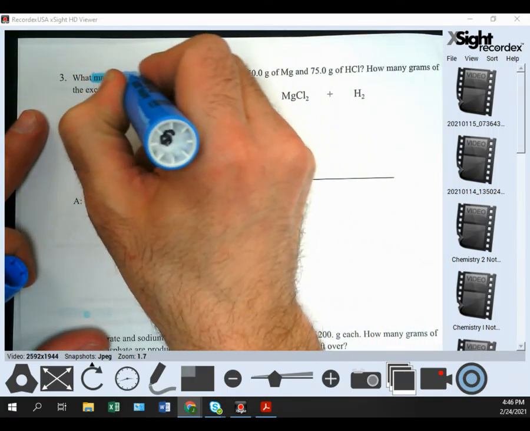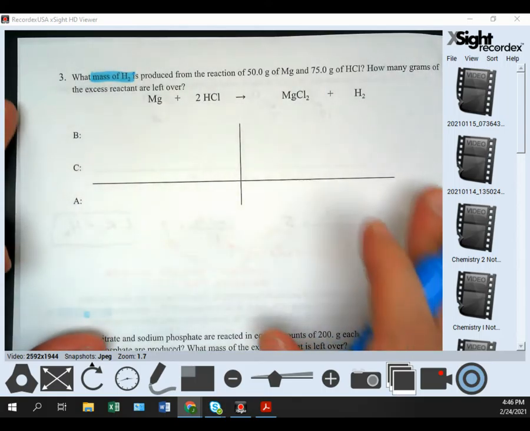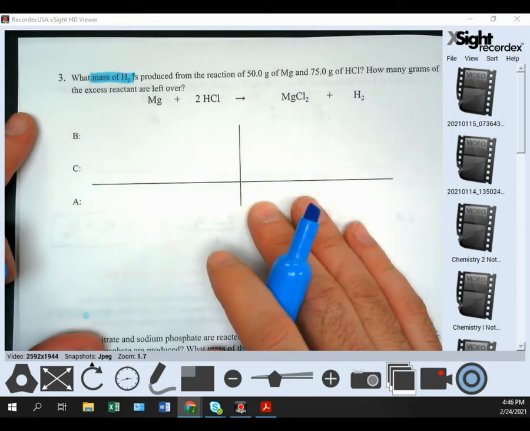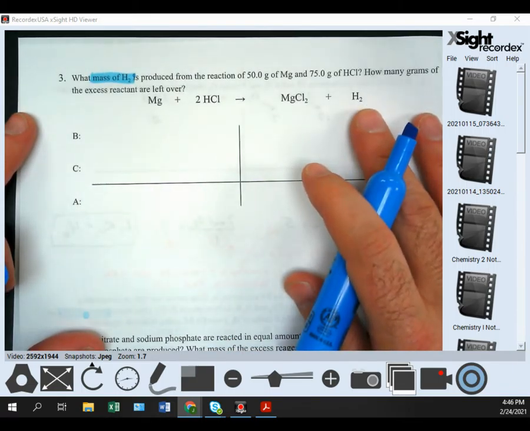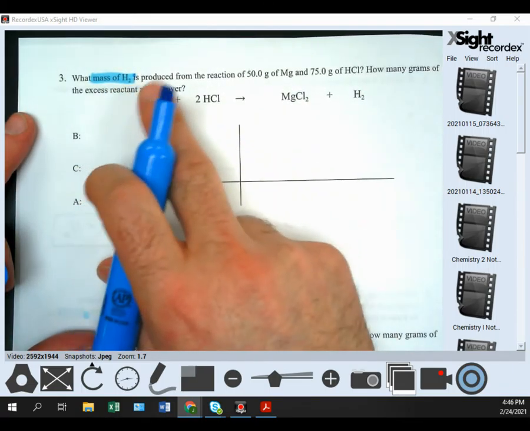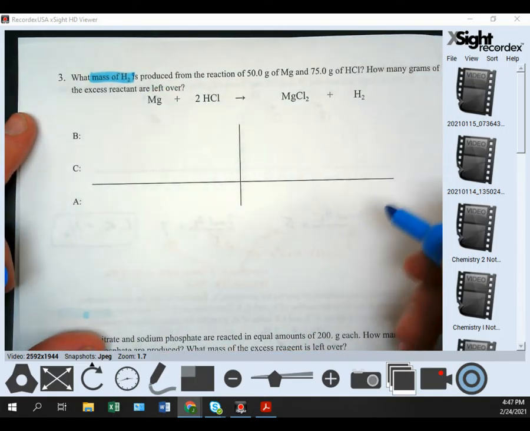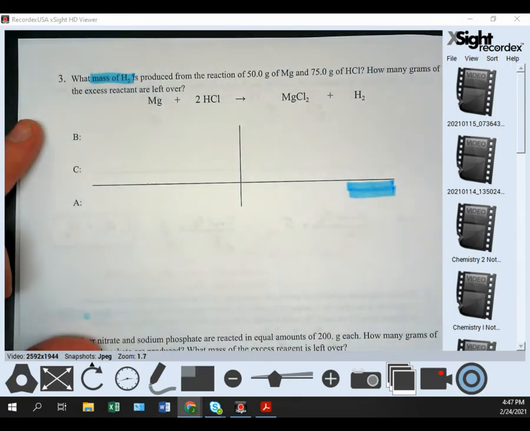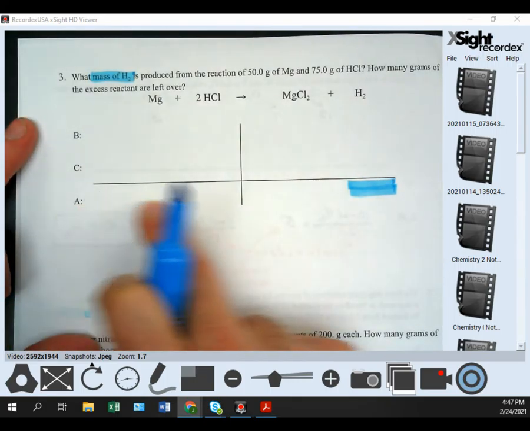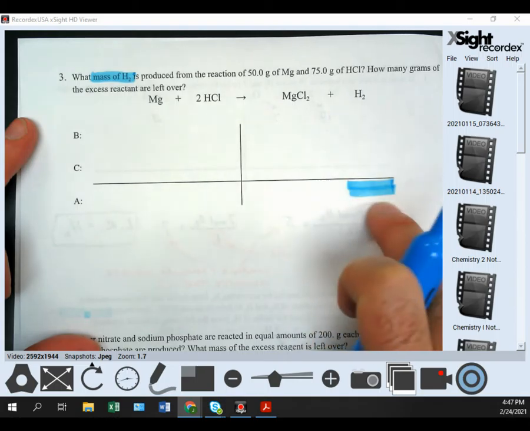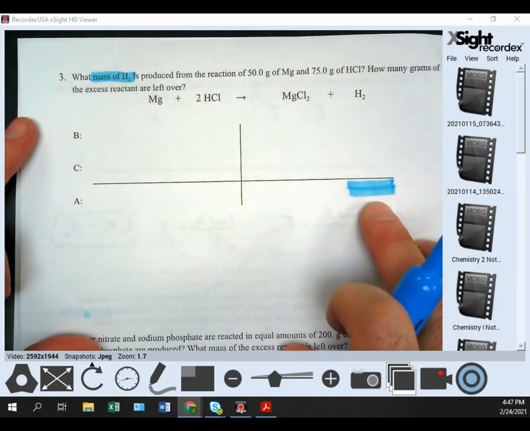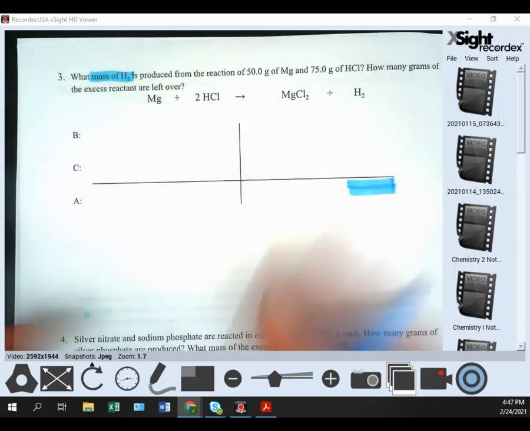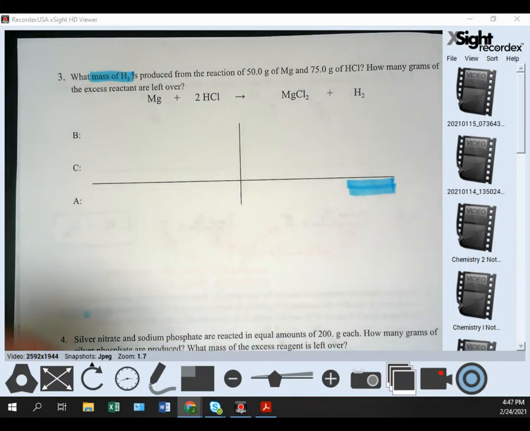If we look at our balanced equation in our chart, H2 is over here, it's a product. So the amount of H2 that's produced from the reaction is going to be down here, in this spot, after the reaction's done. Now, remember, all the numbers in the chart are in moles, so we'll have to do a little converting, but that's that.